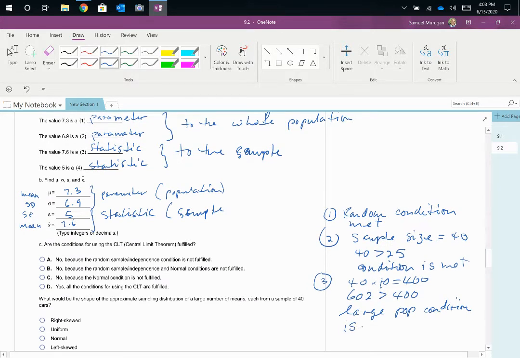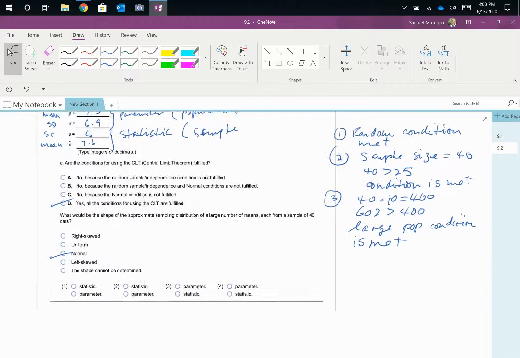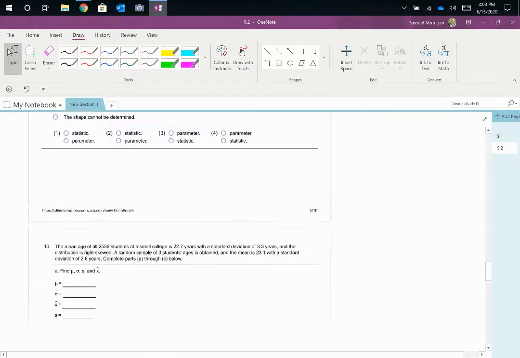Is met. So all 3 conditions are fulfilled for this sample. Therefore, based on all the conditions being satisfied, it is a normal distribution. All right, let's look at another example.